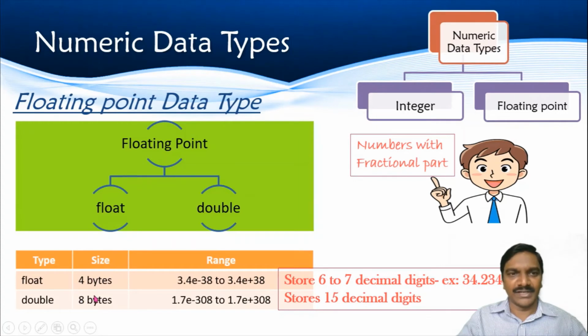Then between float and double, what is the difference? Float is single precision and occupies 4 bytes, double is double precision and occupies 8 bytes. This is the range. For example, if you want to store a number with 6 to 7 decimal digits like this, float is enough. But if you want to store many digits even after the decimal point, you need to use double. The difference is size, and the range is also different between float and double.